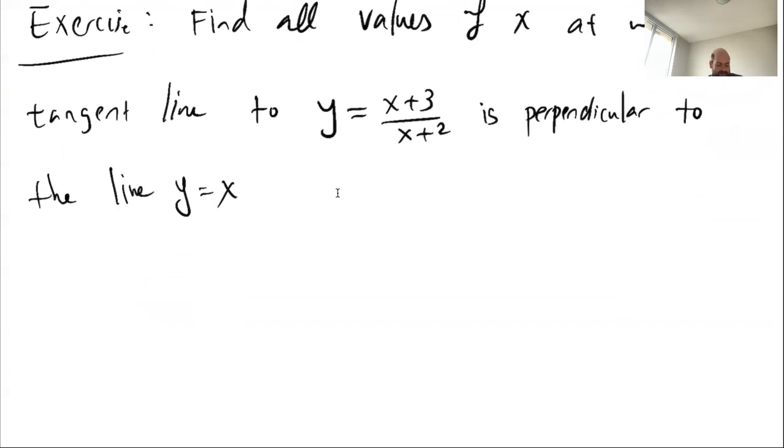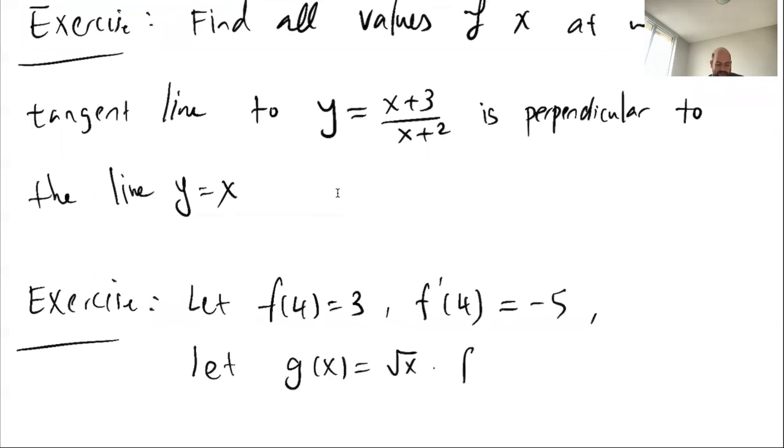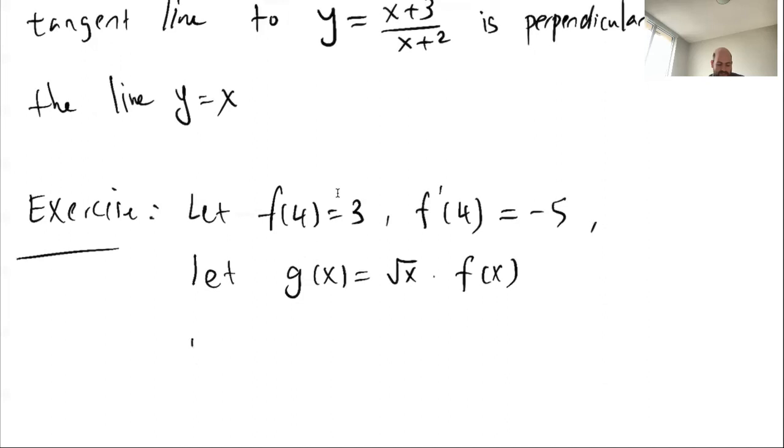Next exercise. Let f of 4 equals 3 and f prime of 4 equals -5. And let g of x equals root x times f of x. Find g prime of 4. This is very straightforward, because you have g of x as root x times f of x. You can find g prime of x.